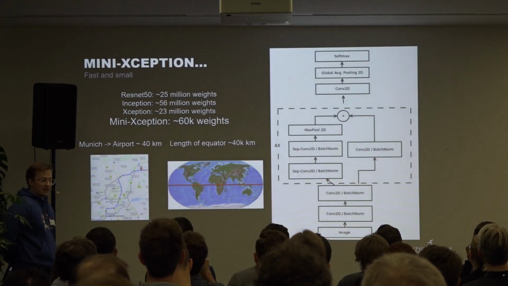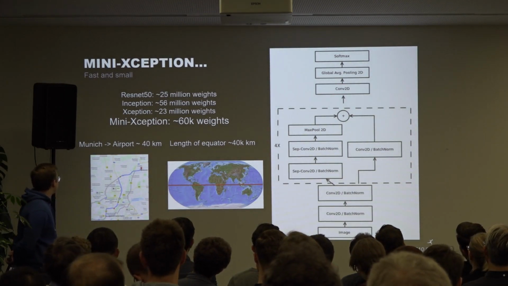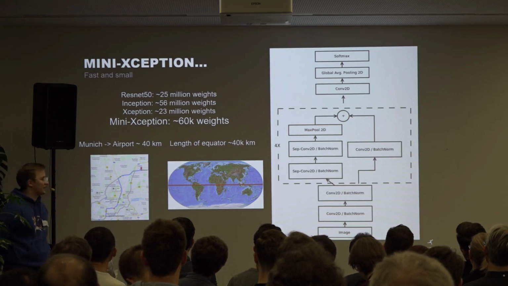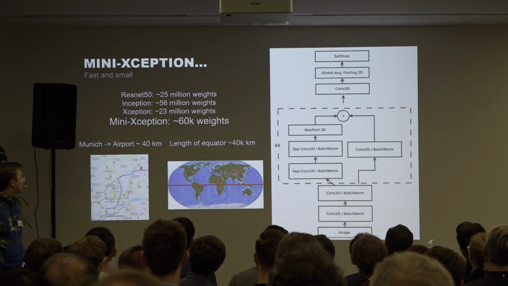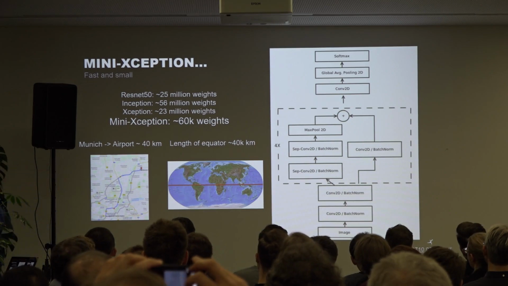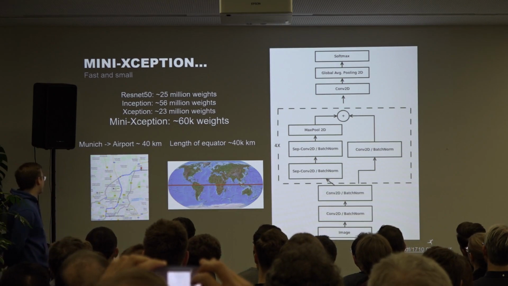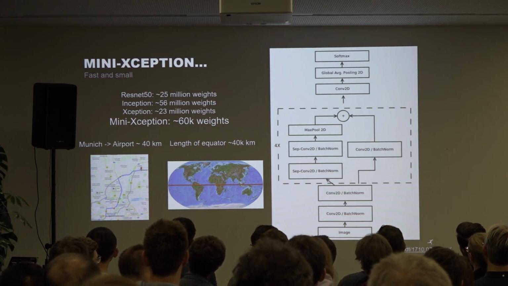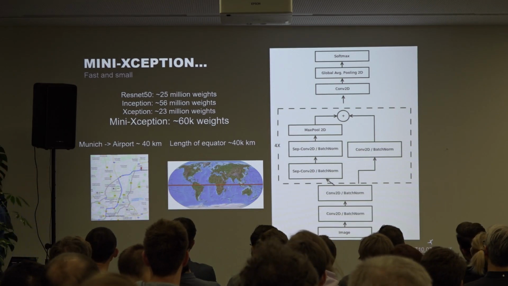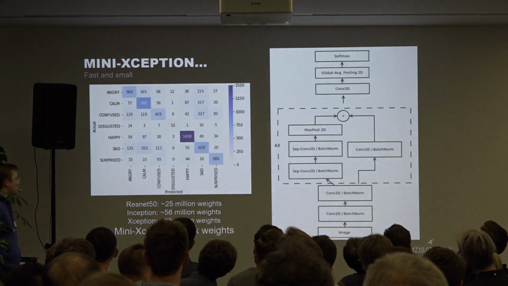I used the mini Xception network for this job, and it's really fast and small. For example, while Inception or ResNet networks have tens of millions of weights, mini Xception has around 60,000 weights. If each weight were a kilometer, mini Xception would be the path from Munich Hauptbahnhof to the airport, and the other networks would be the length of the equator. So that's why it's so fast, and it also showed good results.